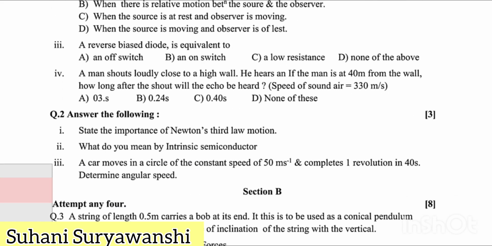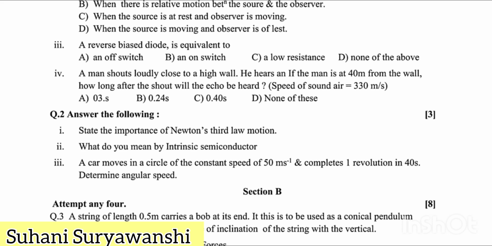Next one is, answer the following questions, and it is for 3 marks. Each question will carry 1 mark. State the importance of Newton's third law of motion. What do you mean by intrinsic semiconductors? And the third one is, a car moves in a circle at a constant speed of 50 meters per second and it completes 1 revolution in 40 seconds. We have to determine the angular speed of that car. You may do this.